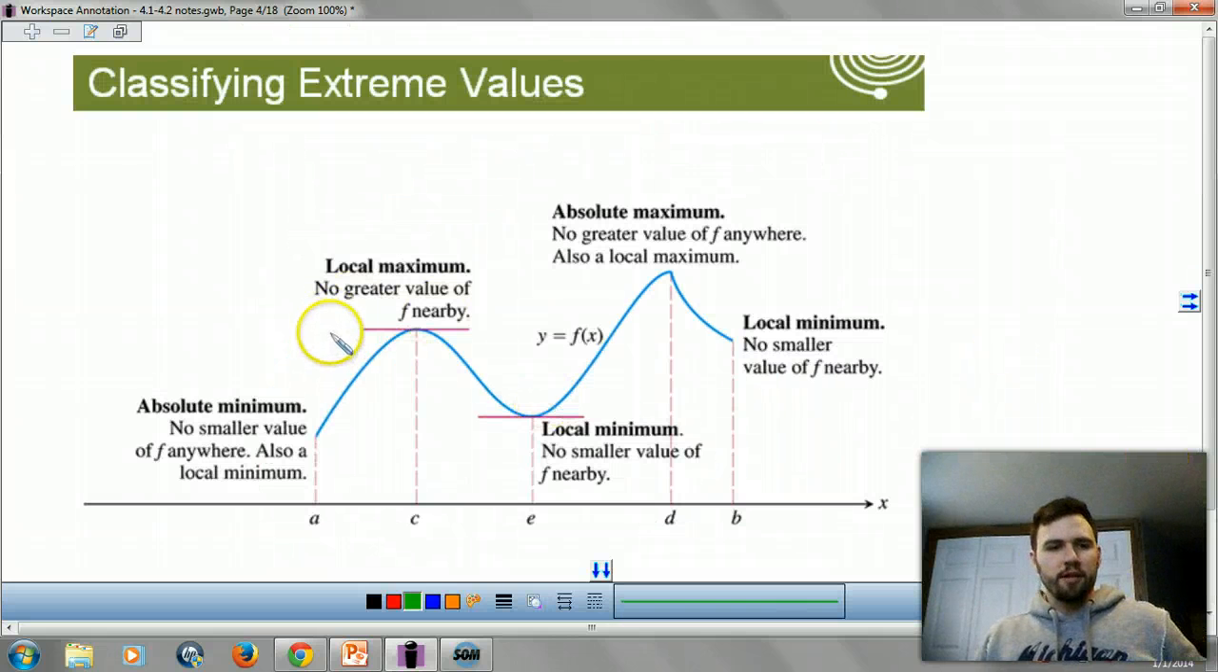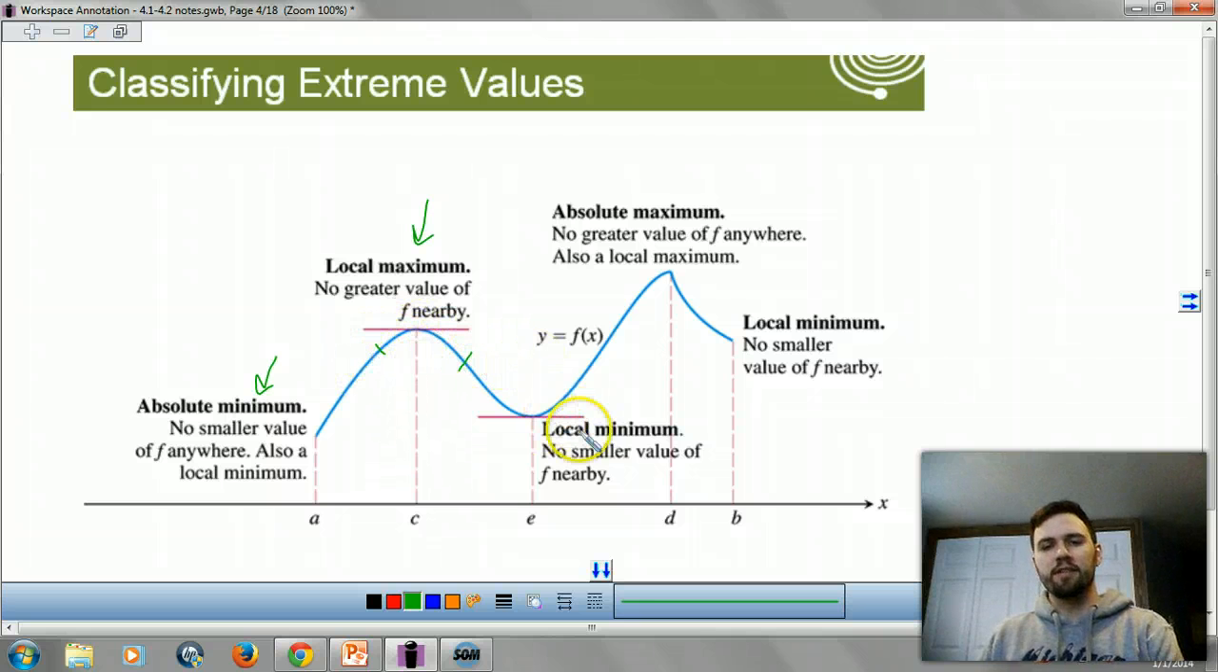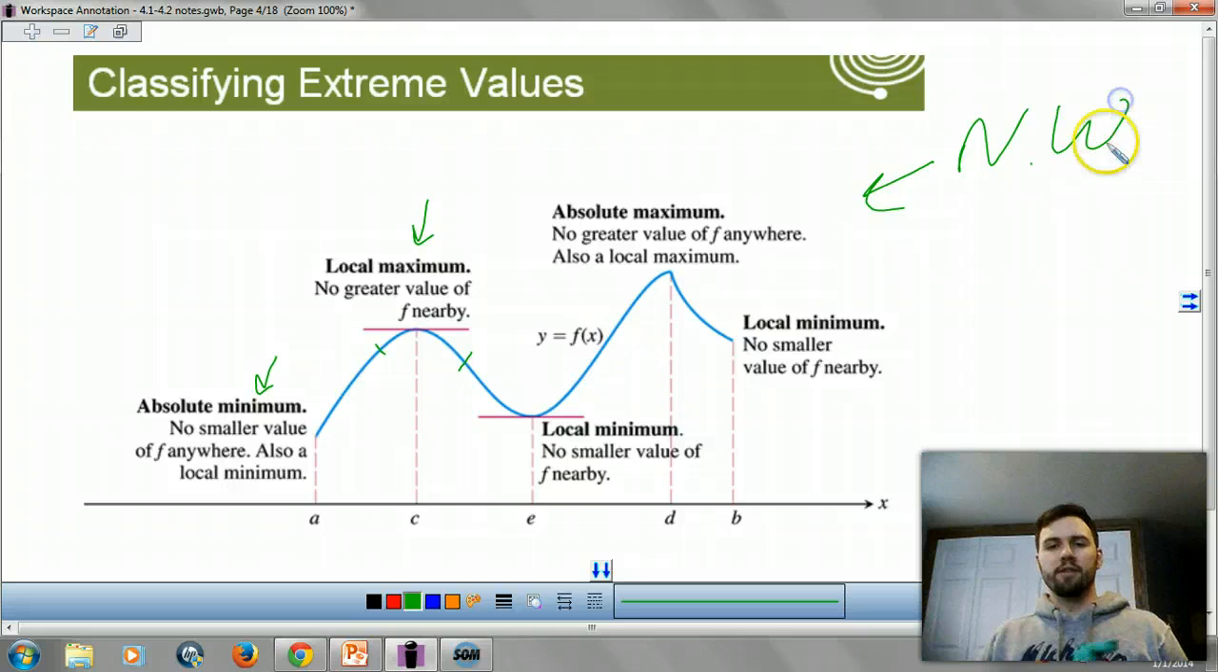Again, quick run through. Absolute min is the smallest value. Local max is the greatest one nearby, where you increase and decrease. Local min is the smallest one nearby. Write this. Very noteworthy stuff.